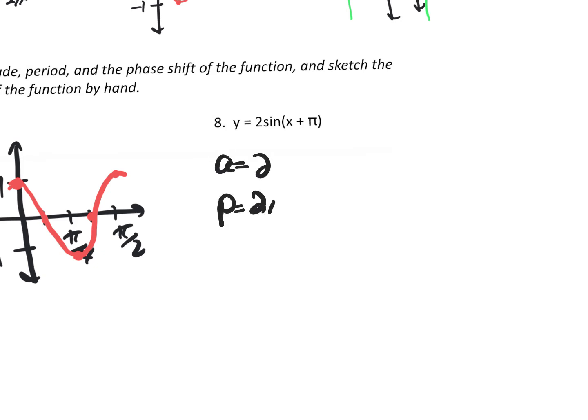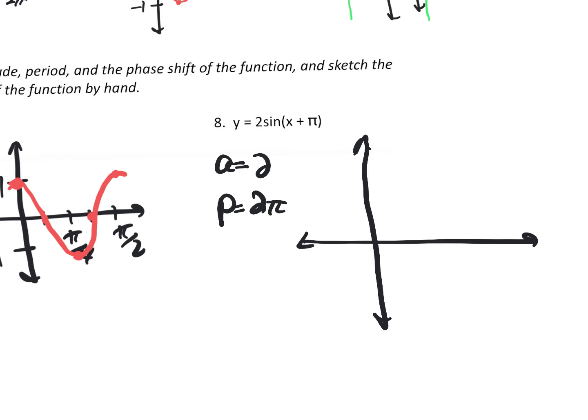There's nothing in front of your x, so it's just 2 pi. All right, so I'm going to draw this graph. It's got a plus 5. Oh, phase shift, sorry about that. Phase shift, negative pi. Remember, phase shift is the opposite of c. Phase shift is negative c over b, the opposite of this number over what's in front of your x. And there's nothing in front of your x, so that's why it's negative pi.